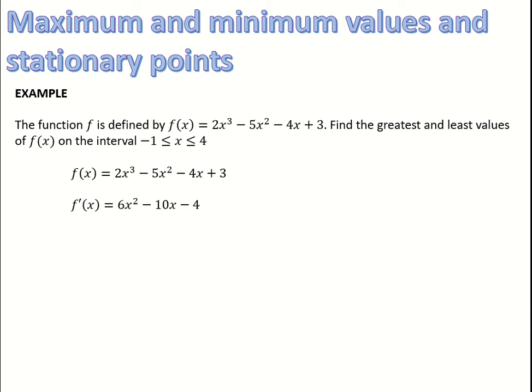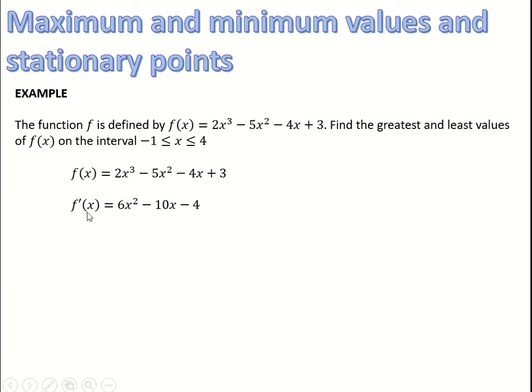Okay, so remember, obviously, we're coming back and forth between differentiation and integration now. So make sure you pick the right method. Differentiation means we take our power and we multiply it and then drop it by 1. So 6x squared minus 10x minus 4, the 3 disappears.